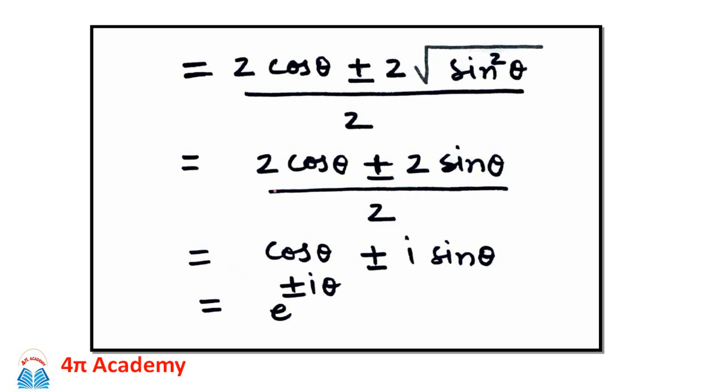So dividing by 2, we get cos theta plus minus i into sin theta, and therefore this answer is e raised to power plus minus i theta. You can try this. You know the value of cos theta, you know the value of sin theta. So just substitute the values of cos theta and sin theta in this equation and find that the answer is e raised to power plus minus i theta.